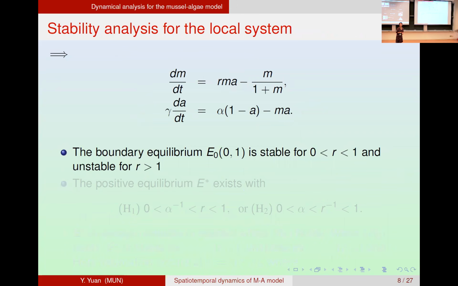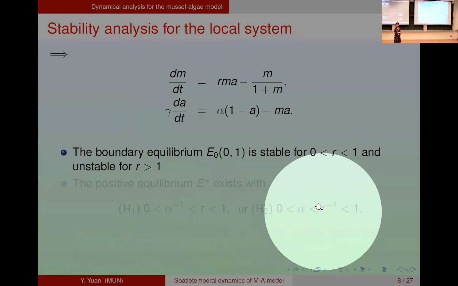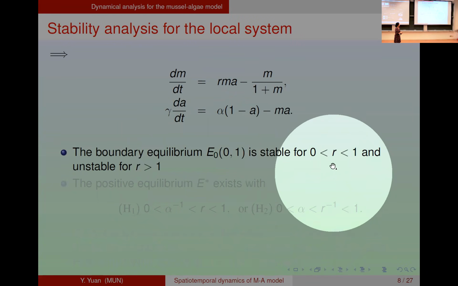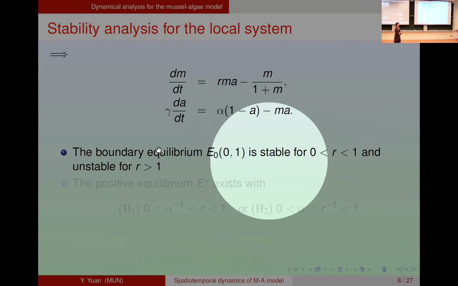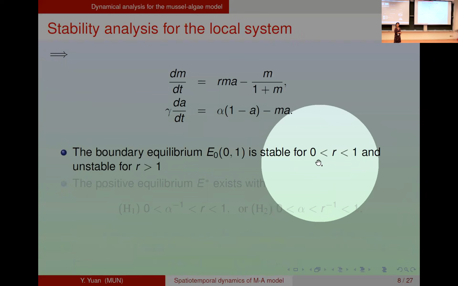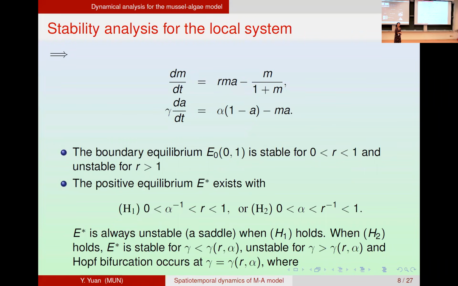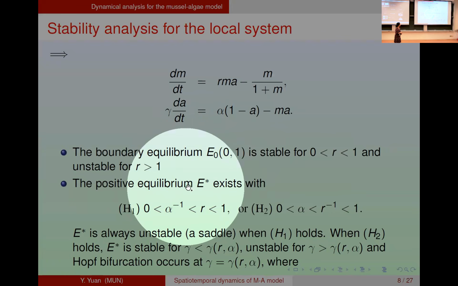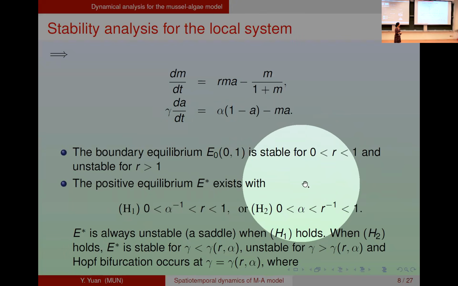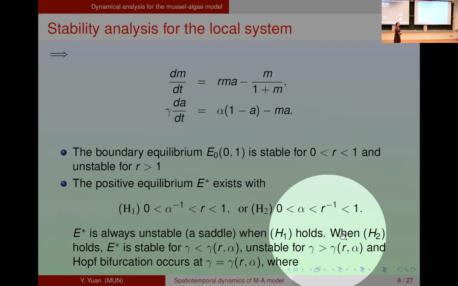First, we consider the local system, meaning we do not consider the diffusion term first. This is a very simple ODE model. In this model, it's easy to see the boundary equilibrium always exists, and it's stable when R is between 0 and 1, and becomes unstable when R is greater than 1. Besides the boundary equilibrium point, the positive equilibrium point could exist under certain conditions, like H1 or H2.